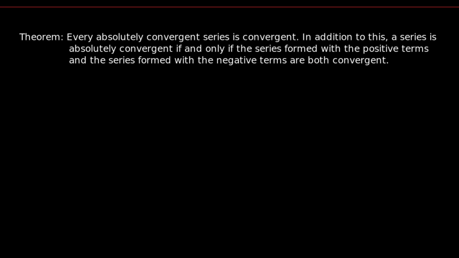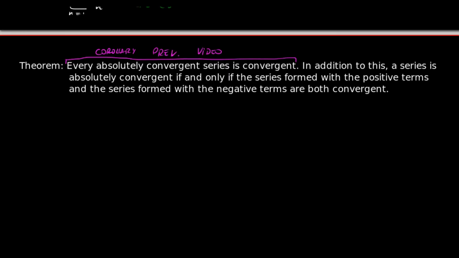And now we're going to finish the video with this very important theorem. It says every absolutely convergent series is convergent. This is something we actually already saw. It was a corollary in a previous video, and what it means is that if the sum of the absolute values of a sub n converges, then the sum of a sub n without the absolute value converges. This is the corollary we saw.